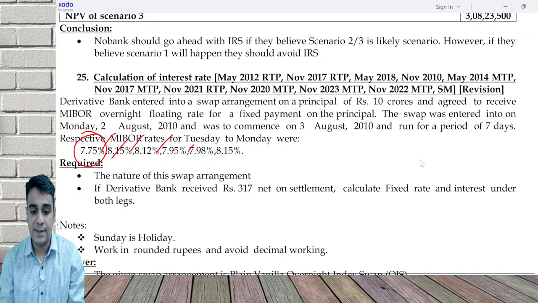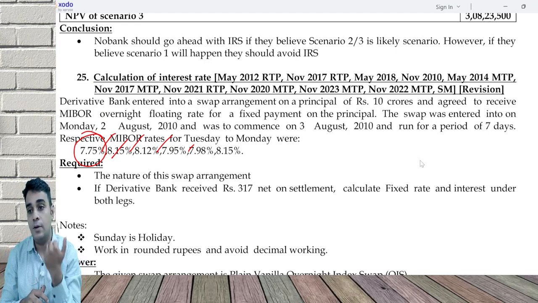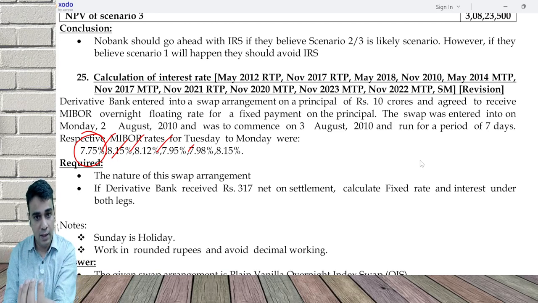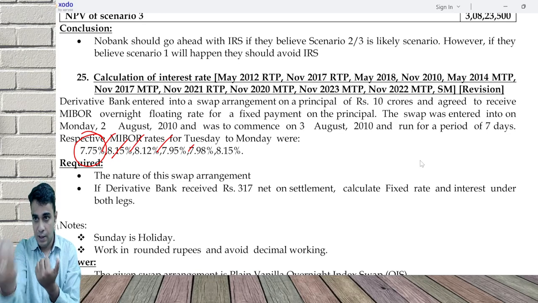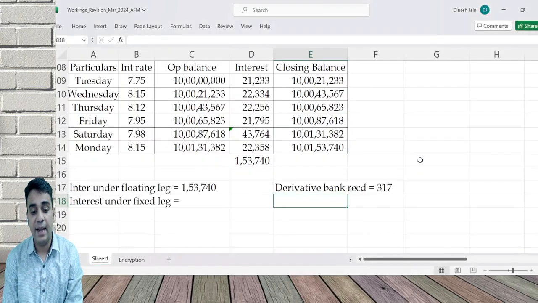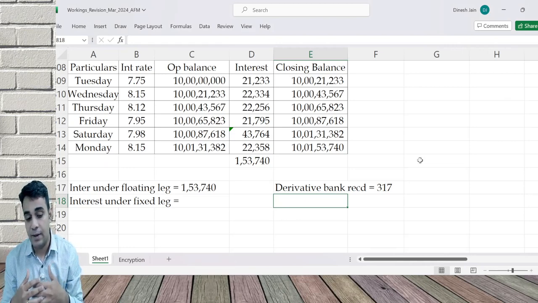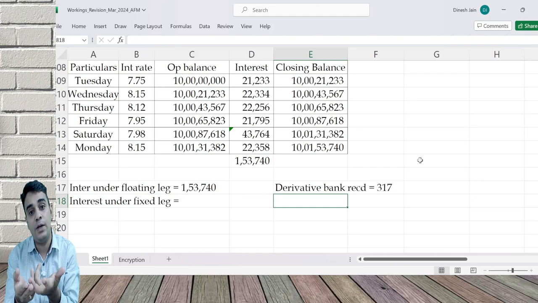What the derivative bank is saying is, I have entered into a swap arrangement where I will receive the floating from you and pay the fixed. Net I have received 317. Will the fixed be more than floating or lesser? It will be lesser.